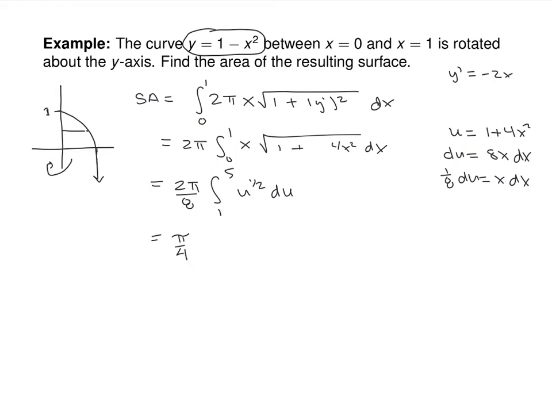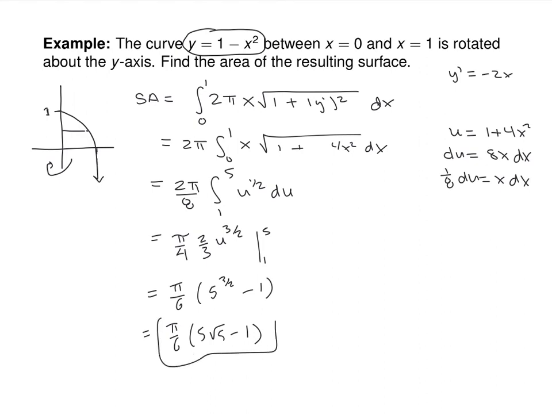And I think we just have u to the 1/2. So pi over 4, the antiderivative of u to the 1/2 is u to the 3/2 times 2/3. So that's going to be, I think, pi over 6 times 5 to the 3/2 minus 1, or pi over 6 times (5 square root 5 minus 1). Doesn't work out super nicely, but that is the surface area.